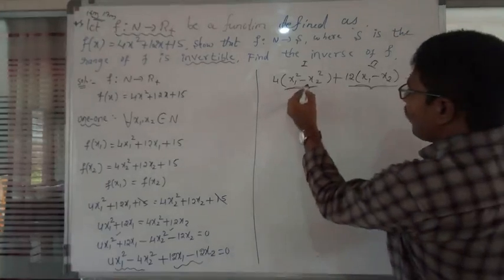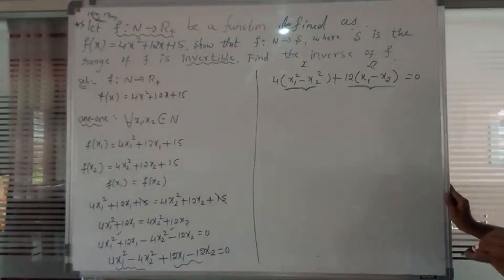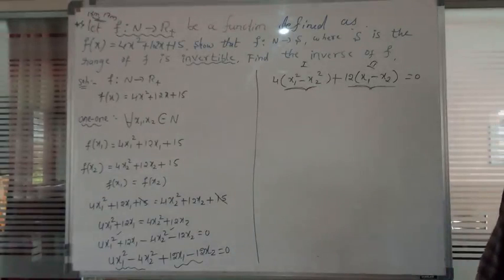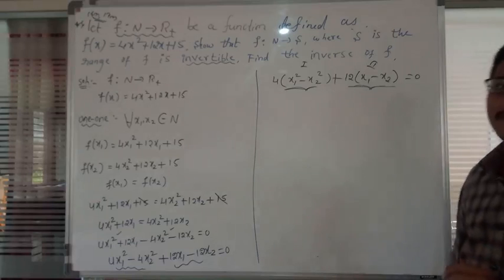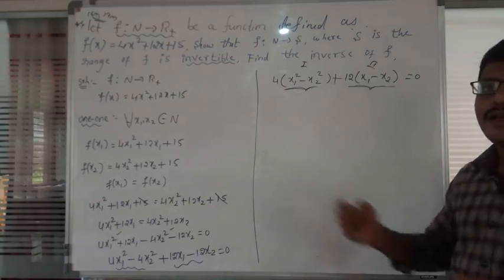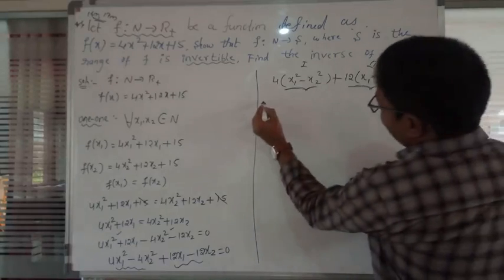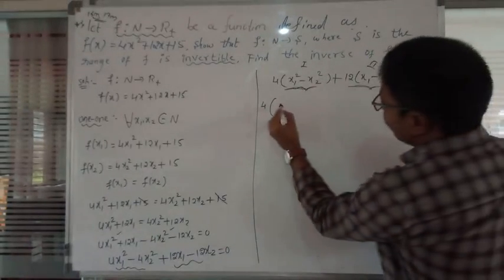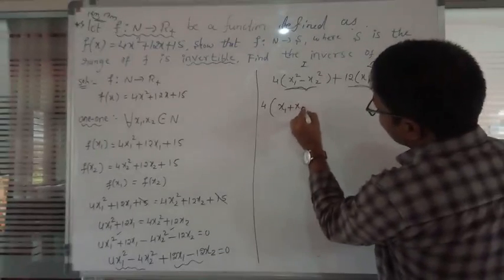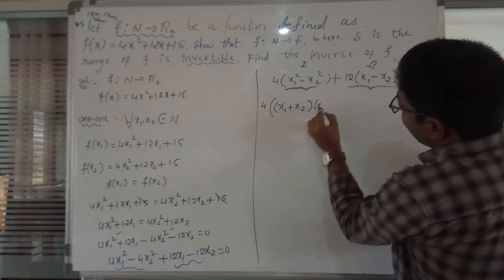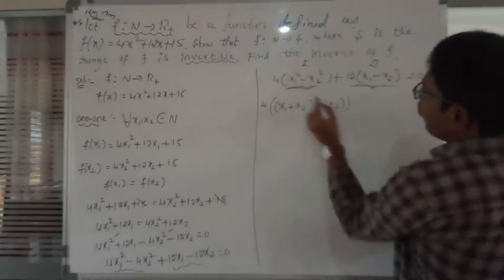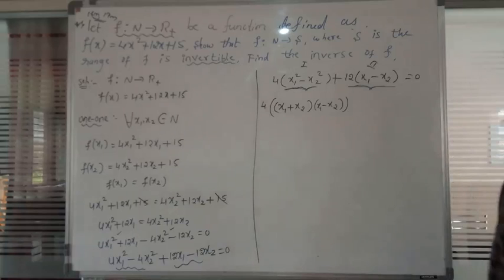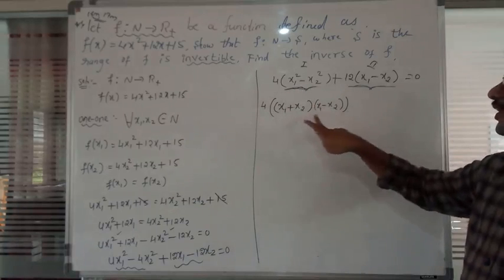Here x1 square minus x2 square is of the form a square minus b square. What is the formula of a square minus b square? a plus b and a minus b. So x1 square minus x2 square can be written as x1 plus x2 times x1 minus x2. This is the formula of a square minus b square. That's why we express it in the form of a plus b, a minus b.